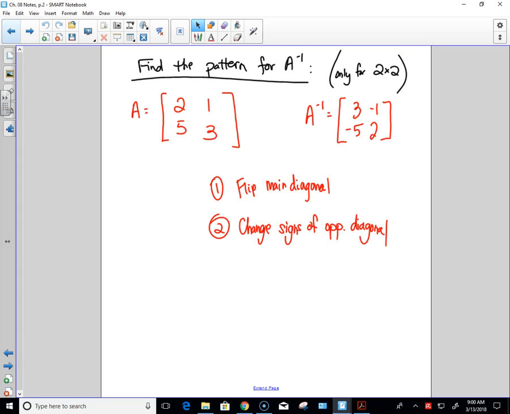How would you plug into a formula that you're supposed to be learning? AD minus BC. 2 times 3 minus, good, B times D. What would that end up equaling?